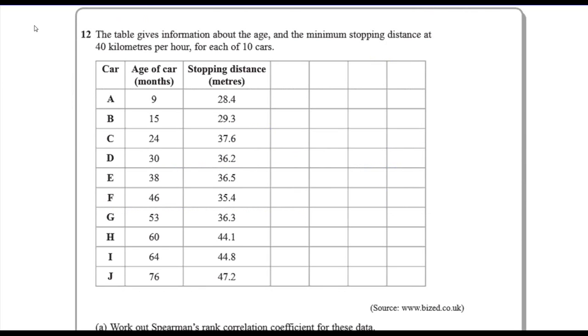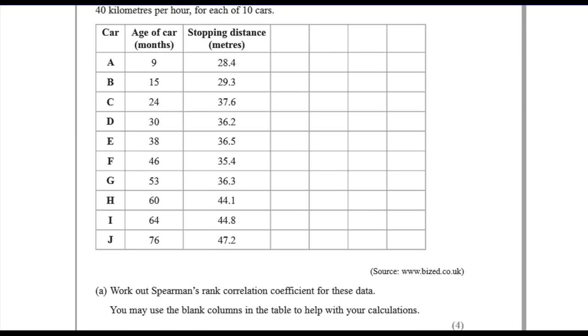Question 12. The table gives information about the age and the minimum stopping distance at 40 kilometers per hour for 10 cars. Work out Spearman's rank correlation coefficient for this data. So, what we're going to do is write out the Spearman rank formula.